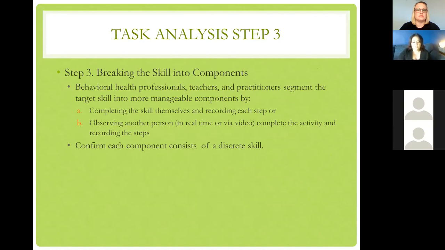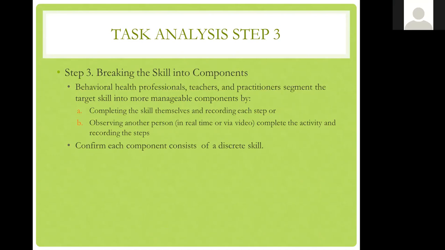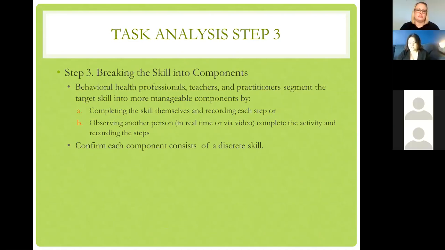So you can either complete the skill yourselves and record each step that you do, or watch somebody else do it. You can do it via video. You can have a spouse or somebody else do the task, and you can write down the steps as they go. And just make sure that each component consists of a discrete skill.